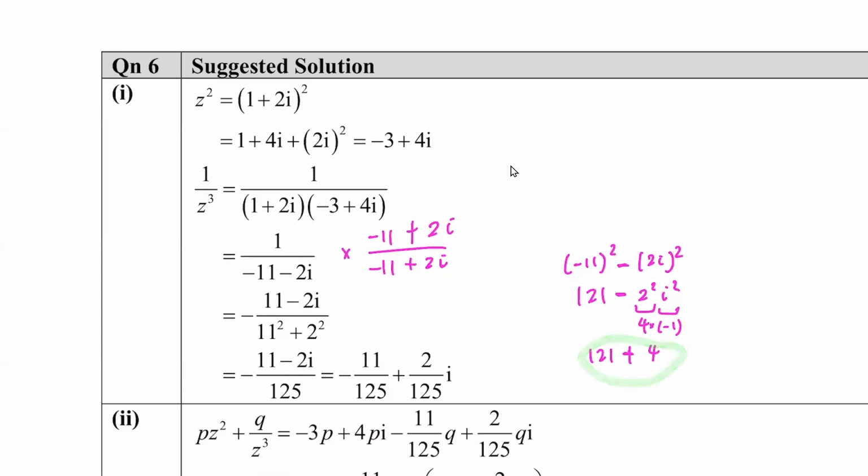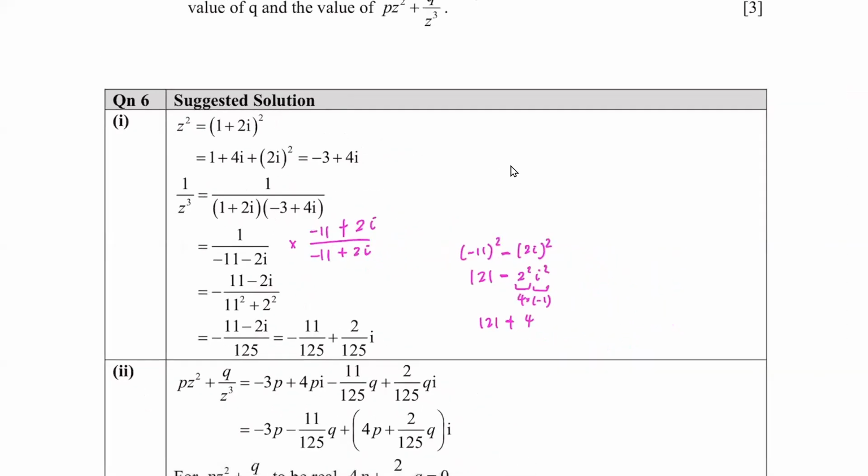Okay. Or in other words, 11 square plus 2 square. Then you just multiply the numerator by 1, but then they factor out our minus. So negative 11 plus becomes plus and negative. So far, okay? Then simplify into 125, then you split out this part, okay? So that's the answer: negative 11 over 25 plus 2 over 125i. That's part 1. We're not done yet.